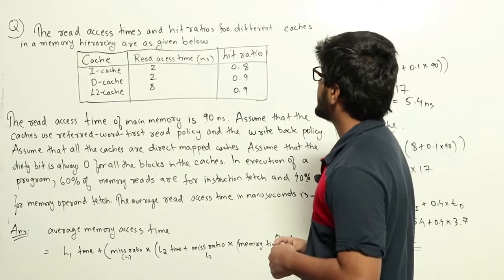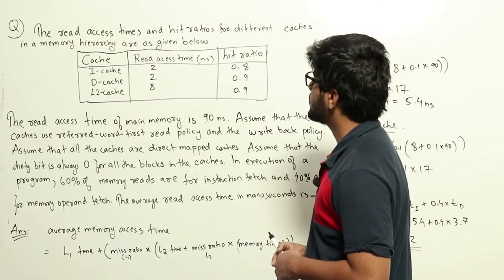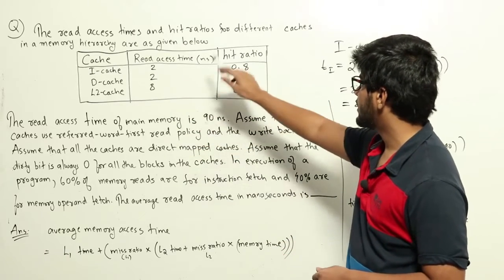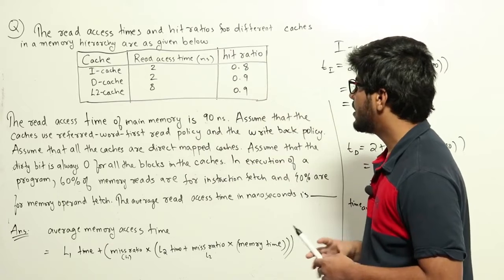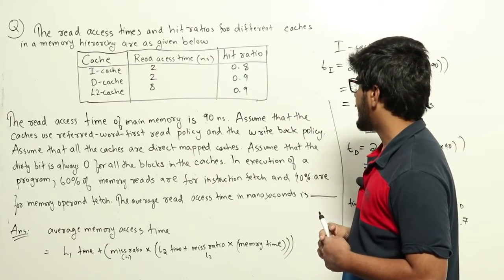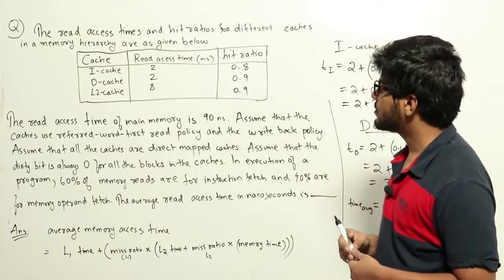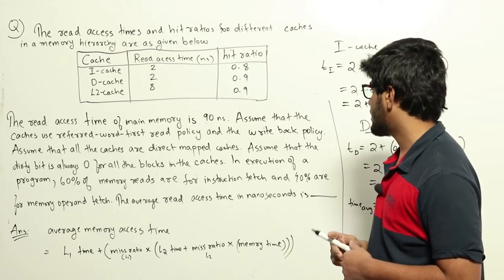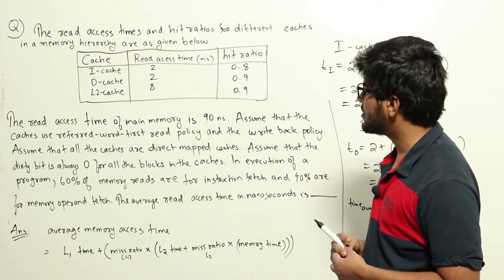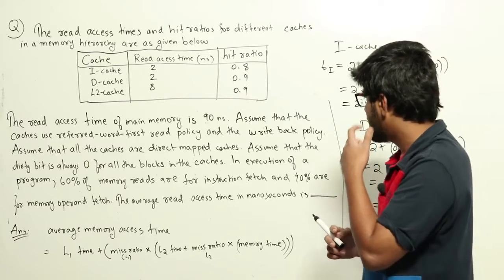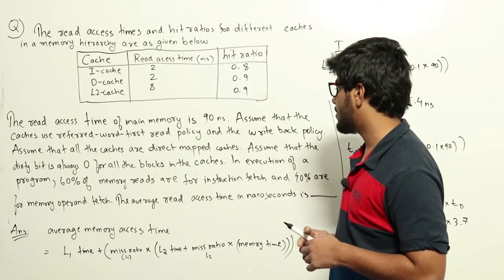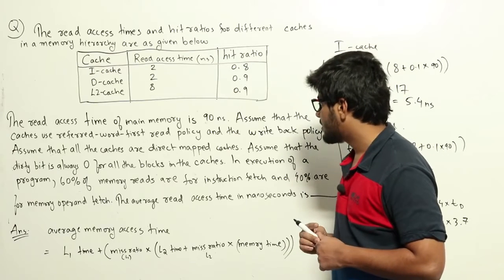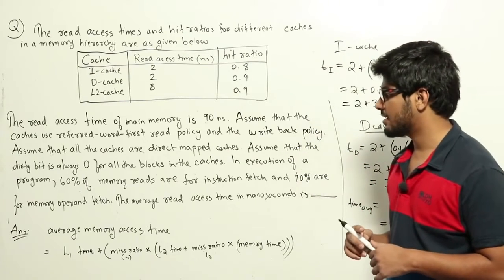The read access times and hit ratios for different caches in a memory hierarchy are as given below. I cache, D cache, L2 cache, and the read access time and hit ratios are given in the table. The read access time of main memory is 90 nanoseconds. Assume that the caches use referred word first read policy and the write back policy. Assume that all the caches are direct mapped caches. Assume that the dirty bit is always 0 for all the blocks in the caches. In execution of a program, 60% of memory reads are for instruction fetch and 40% are for operand fetch. The average read access time in nanoseconds is.